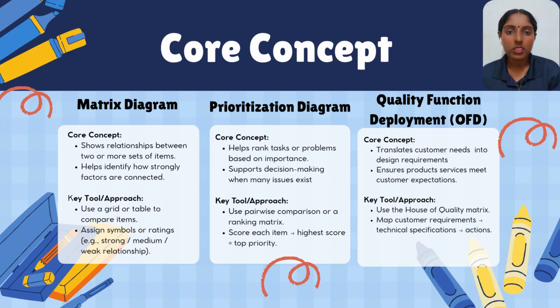Next, the prioritization diagram. This tool helps us decide which task or problem should come first. When we have many issues, we score or compare each one, and the one with the highest score becomes the top priority. This makes decision making easier and more organized.